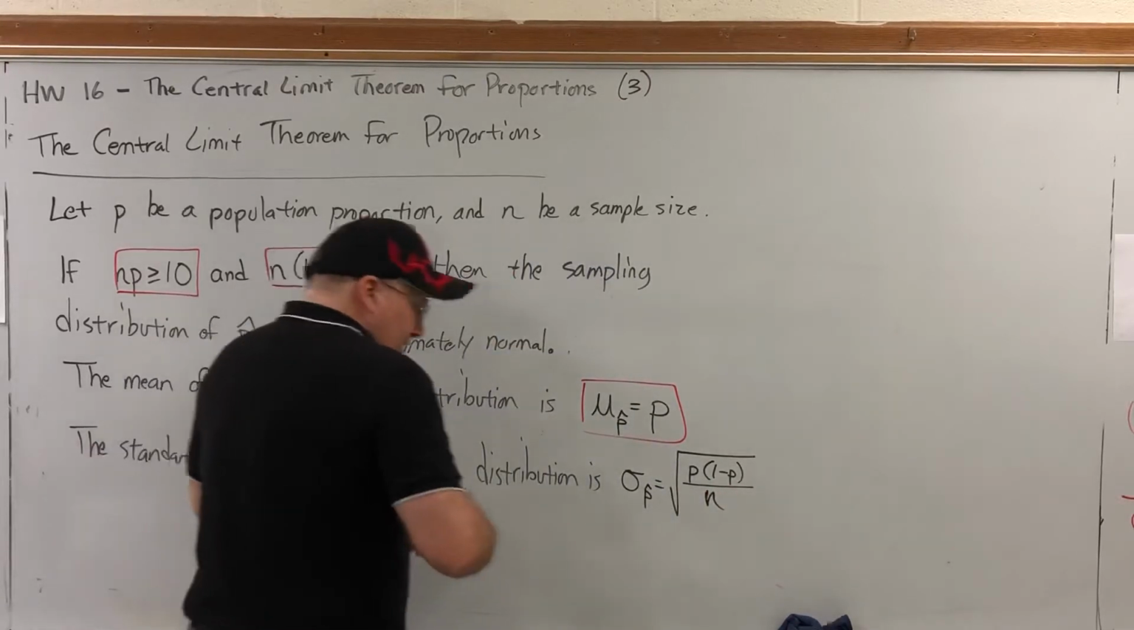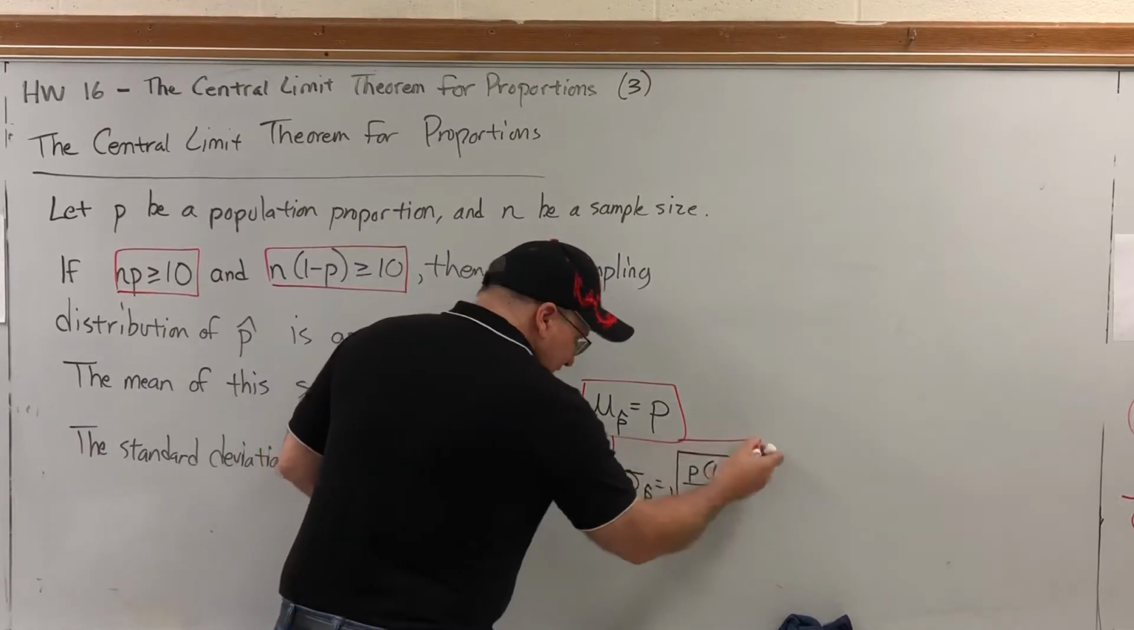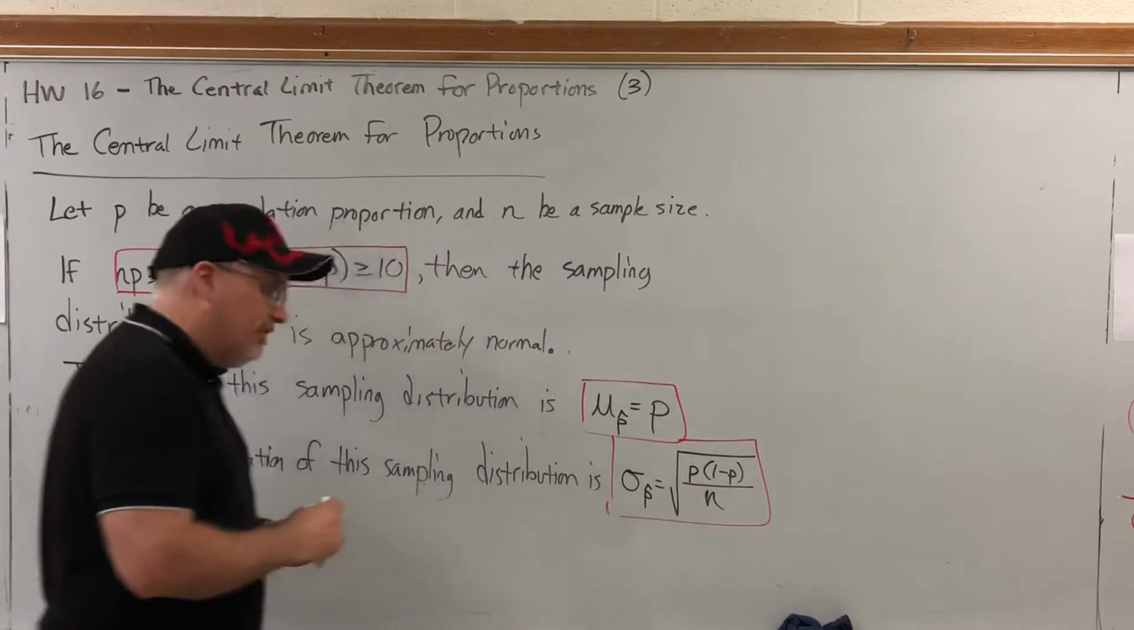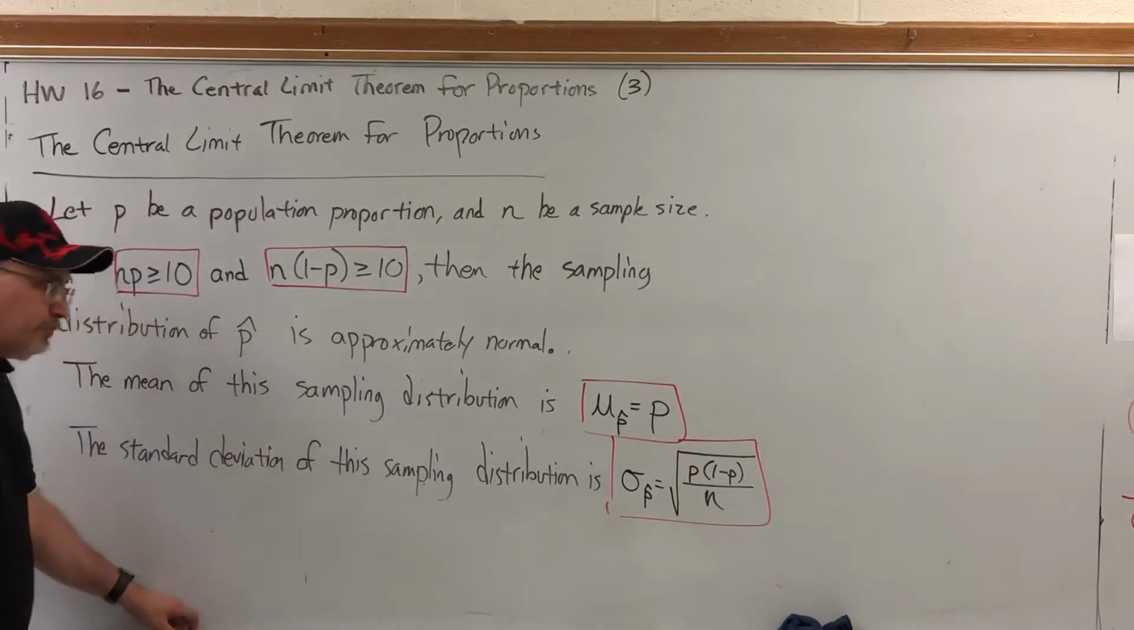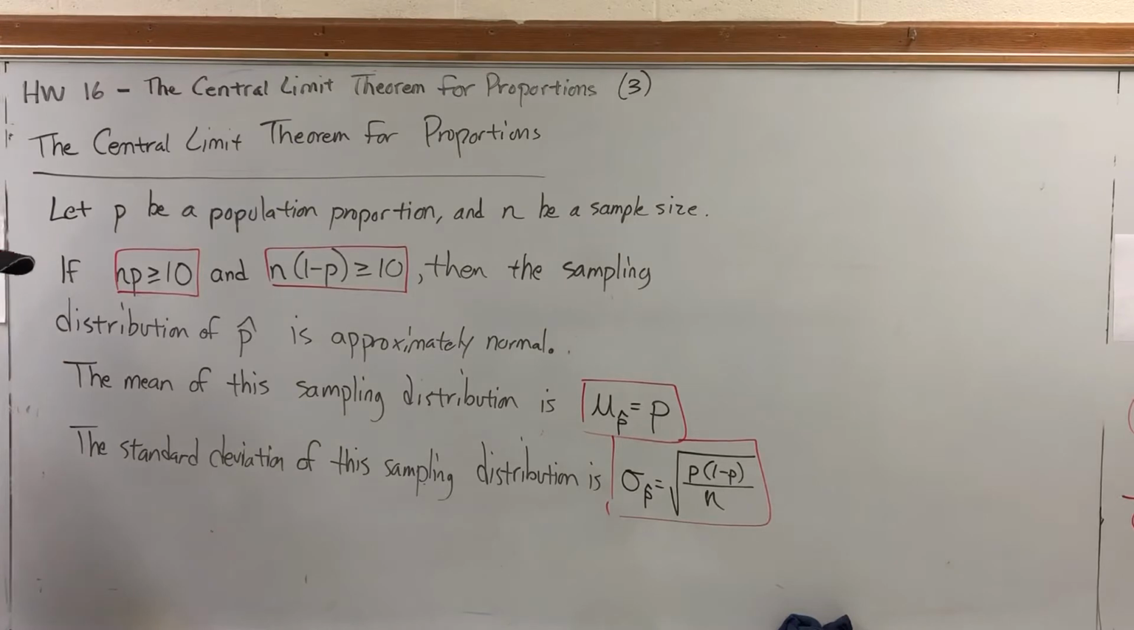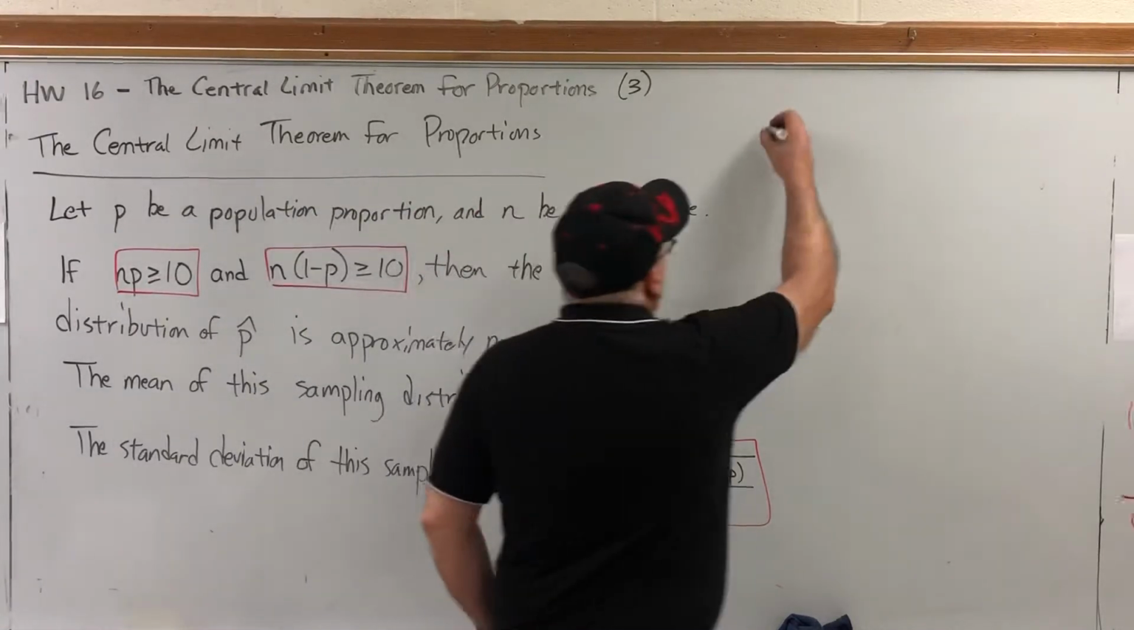So we have formulas for the mean and standard deviation of the sampling distribution of p-hat. We will be using these formulas when we do probability problems, which will take us to the z-chart, and we'll have a conversion formula that requires both of these values. But before we go there, let's just take a look at a real quick example.